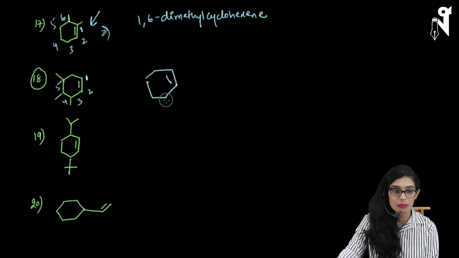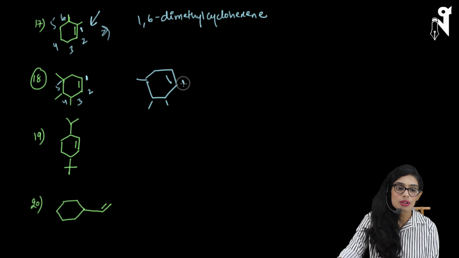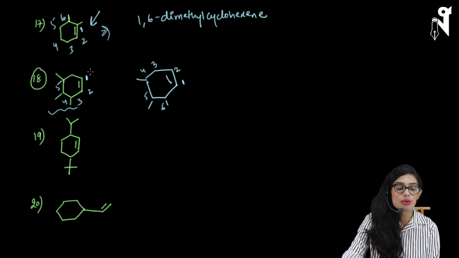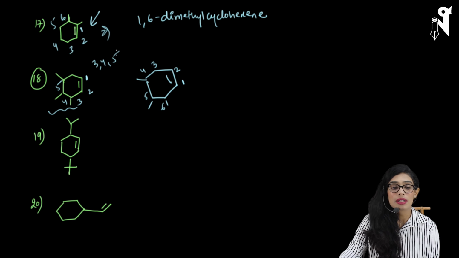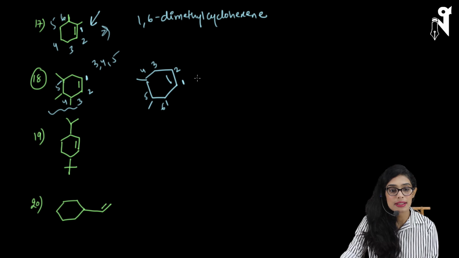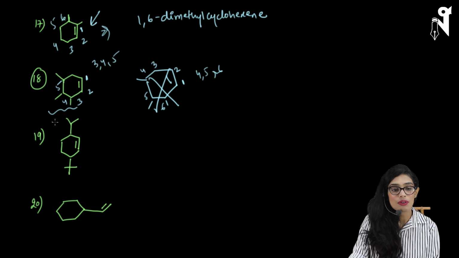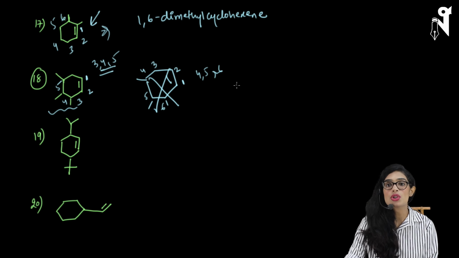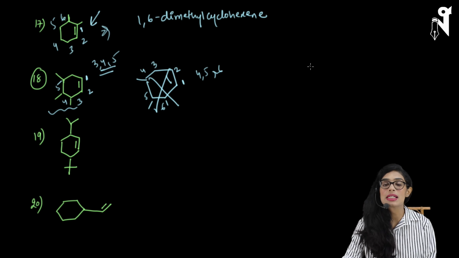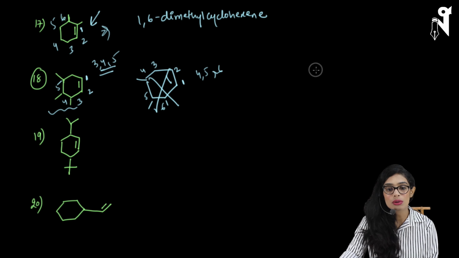So the other way of numbering can be starting from here: 1, 2, 3, 4, 5 and 6. By this way of numbering, I'm getting positions for my branches as 3, 4, 5. By this way of numbering, I'm getting the positions as 4, 5, 6. So this is definitely not preferred. This way of numbering will be preferred. So now we have got that our branches have positions 3, 4, 5, whereas our double bond has positions 1 and 2. So position 1 is what we talk about, and this will be cyclohexene. So the main chain is cyclohexene.